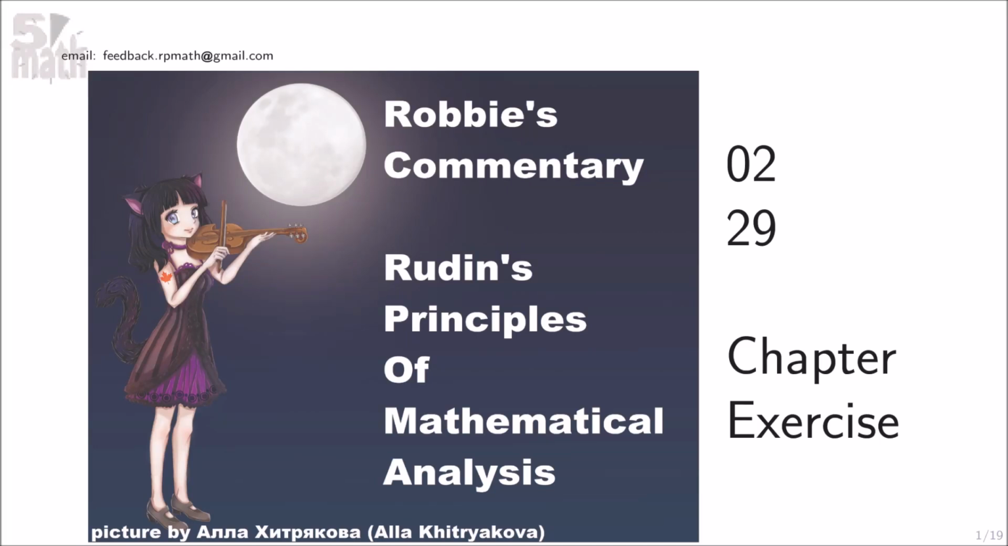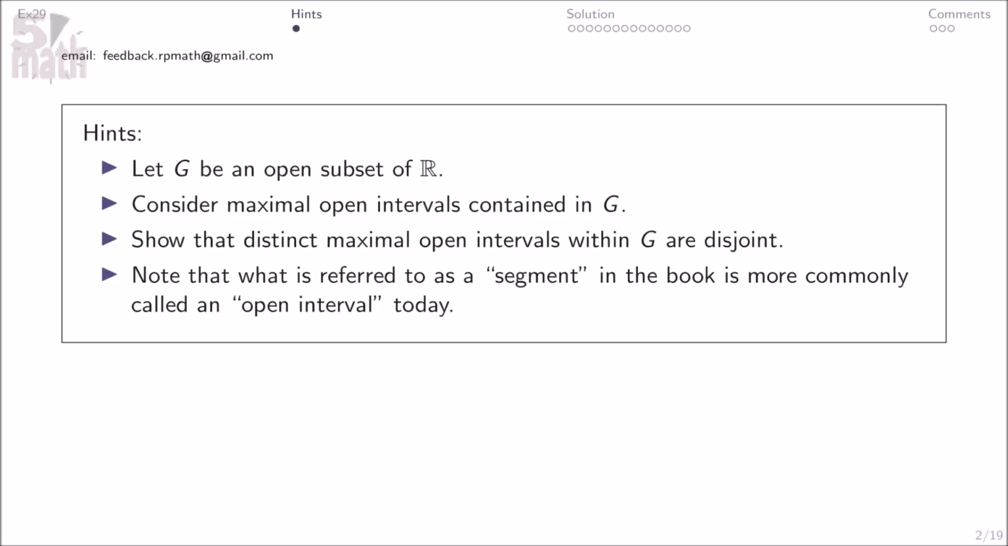Chapter 2, Exercise 29. Hence, let G be an open subset of R. Consider maximal open intervals contained in G. Show that distinct maximal open intervals within G are disjoint. Note that what is referred to as a segment in the book is more commonly called an open interval today.